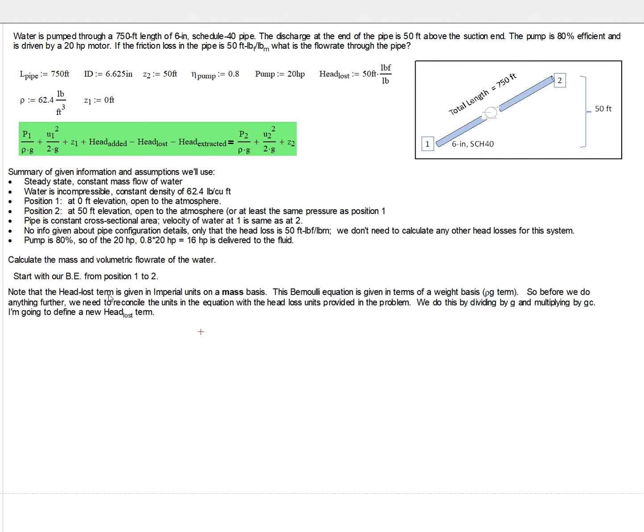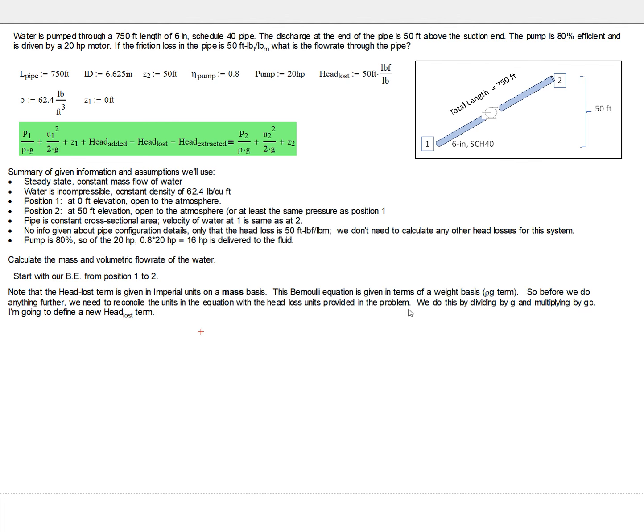And the other thing we need to do is realize that we need to deal with some dimensional analysis. And so this head loss term is given to us as 50 foot-pounds force per pound mass. And so this is an energy per unit mass basis. This equation here is written on a per weight basis. And so we're going to have to take this per mass basis and convert it to a per weight basis.